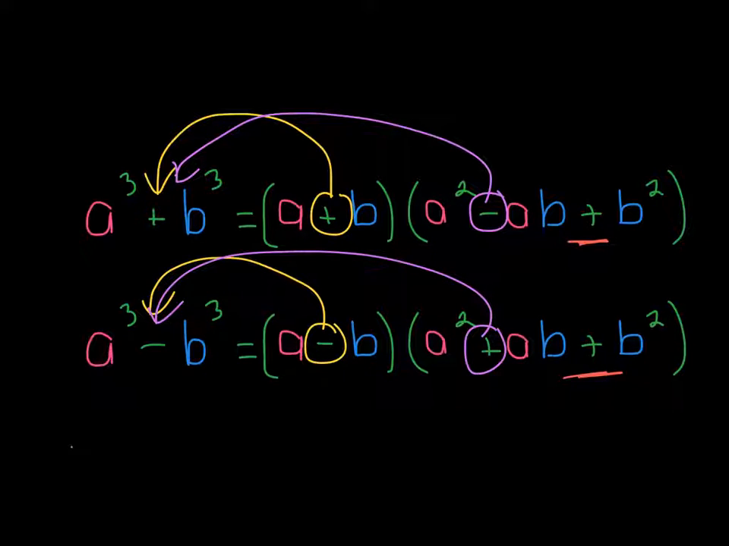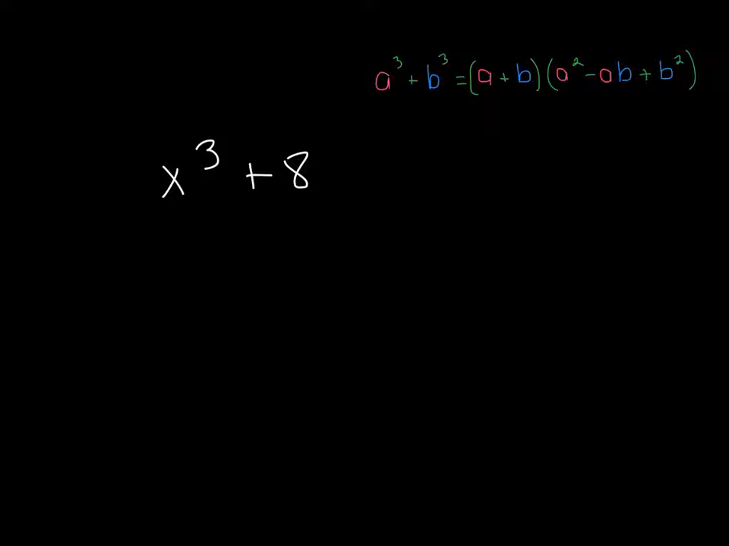Alright, and let's look at a couple of these. On this first one, we have x cubed plus 8. The first thing we need to do is identify A, and identify B. We do that by finding the cube root. So the cube root of x cubed would be x, and the cube root of B, or 8, would be 2. So B equals 2.